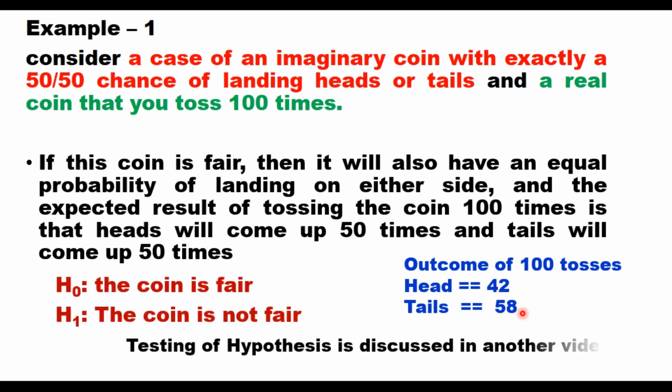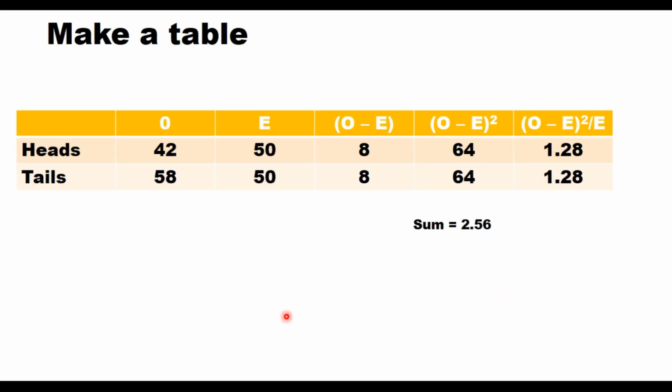So we make two hypotheses here. The null hypothesis is that the coin is fair, that means there is no difference between these two values. And the alternate hypothesis is that the coin is not fair. This is the table we prepare: for heads the observed frequency is 42, for tails the observed frequency is 58, but what we expect in a fair coin is 50-50. So you take the difference of these two values to get observed minus expected, take the square, and divide by the expected value, which gives you the chi-square value. You take the sum of these two, that is 2.56.